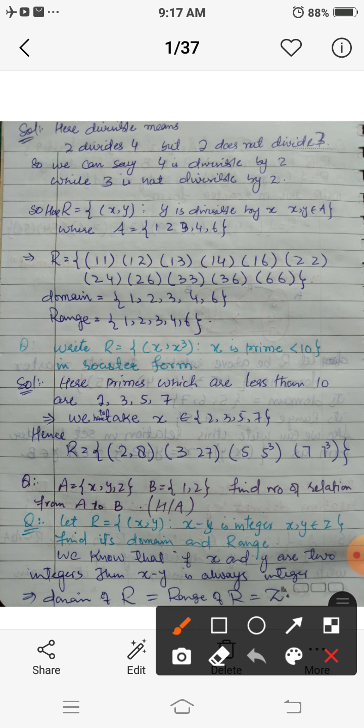Clearly its domain is 1, 2, 3, 4, 6, the set of first entries, and range equals the set of second entries, which is again 1, 2, 3, 4, 6.